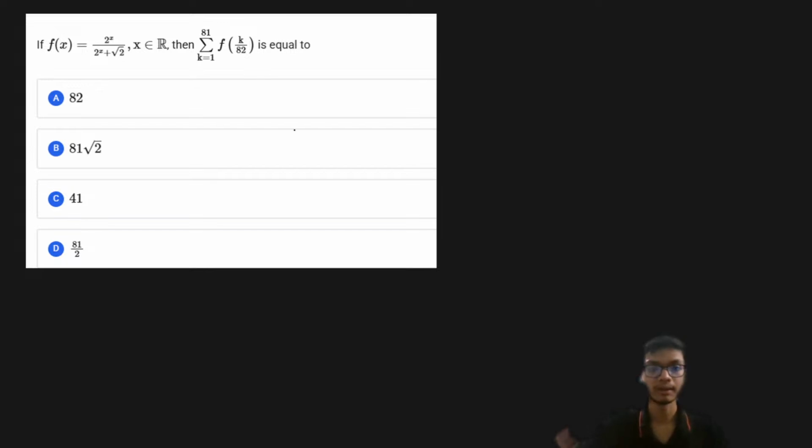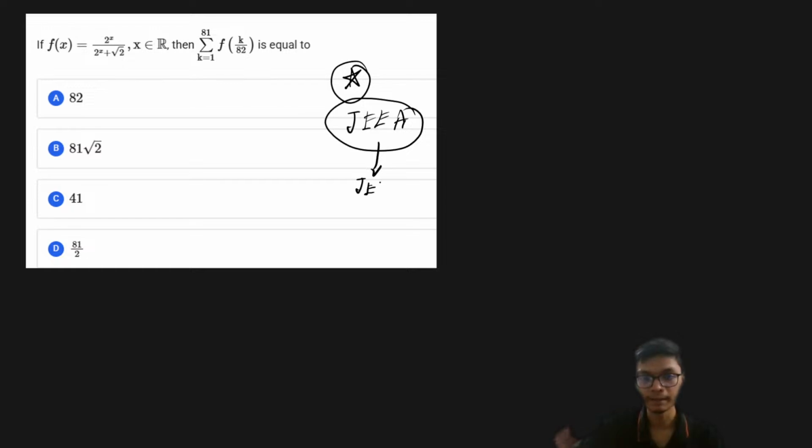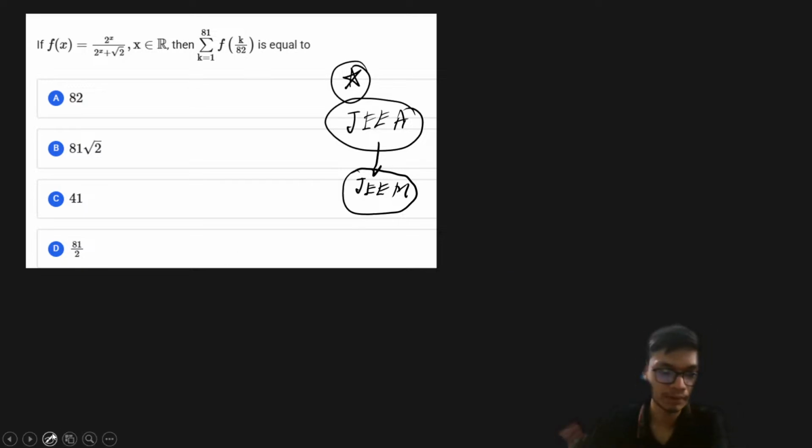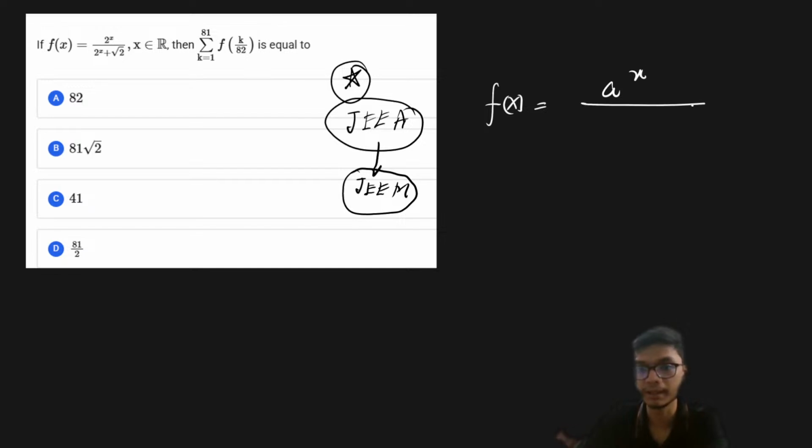So the next problem is a very interesting problem, and please star mark this problem. Okay, this is a JEE Advanced problem but has been repeated many times in JEE Mains, right? So let me tell you the problem type. Whenever you have problems of this particular type, that is, whenever your functions are defined as some a to the power x divided by some a to the power x plus some constant, right, like this, or maybe some constant b, then there is a very interesting property over here.